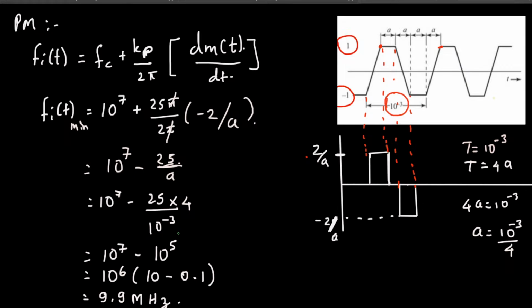You can rewrite everything and do that, or just directly, because in the maximum we will be multiplying by positive 2 over a, so we end up getting the final thing as positive, that is 10 to the power of 6 times 10 plus 0.1, and that's going to be 10.1 megahertz. Okay, so from this we have the maximum and minimum, and we can go ahead and draw the graph.